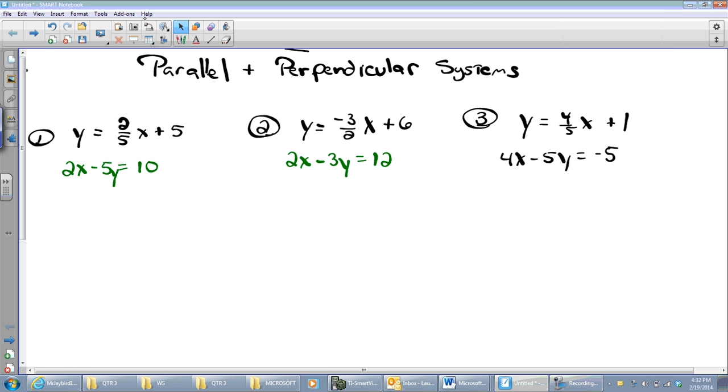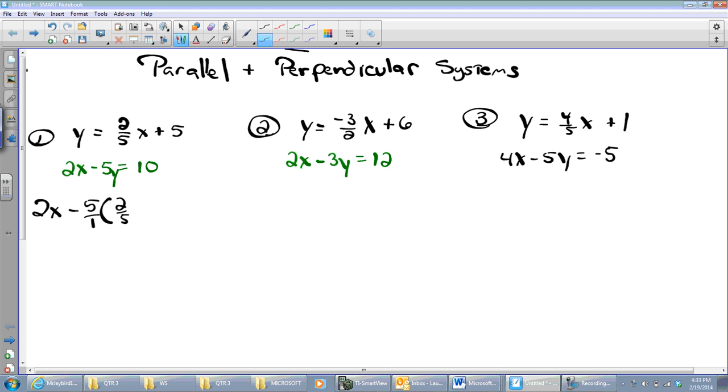A special type of consistent independent. All right, let's solve this system right here. Sorry, let me get my pen out here. I'm going to go ahead and use substitution on this one. I see that 2/5 x and the 5 is going to work out well, so I'm going to go 2x minus 5 over 1 times 2/5 x plus 5, and that'll equal 10.